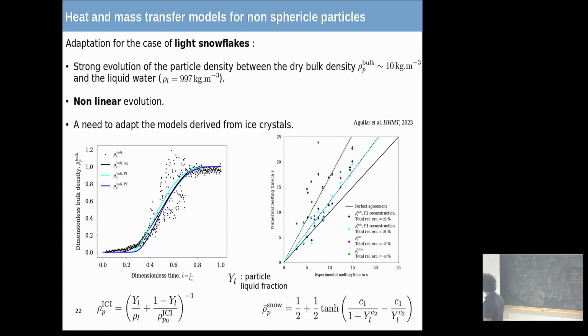For instance, we compute the numerical melting time versus the experimental one. For the Mitra model, which is the classical one, there was around 60% of error, which is quite large. The model we propose here is now at 22%. So the melting error is divided by 2, just due to an evolution of the bulk density, which is more accurately estimated.